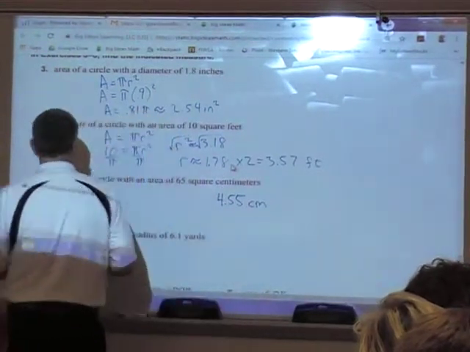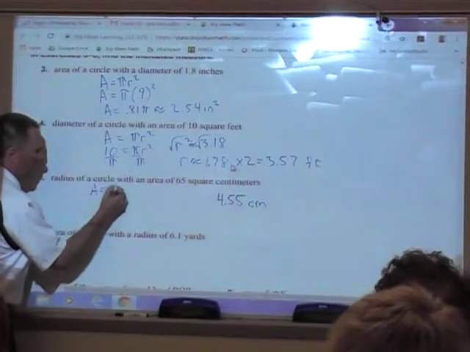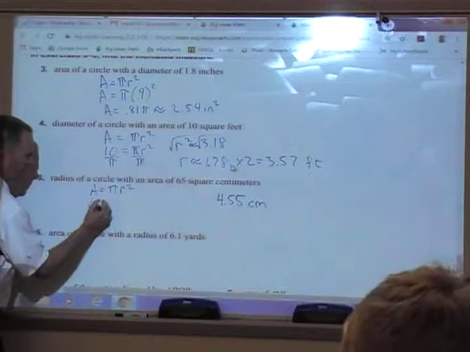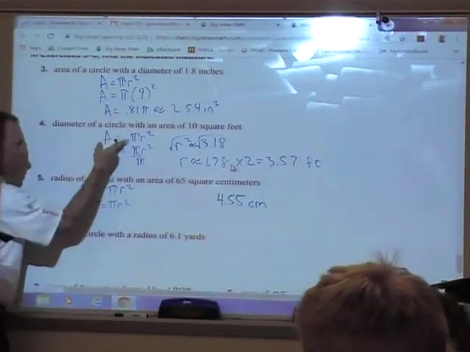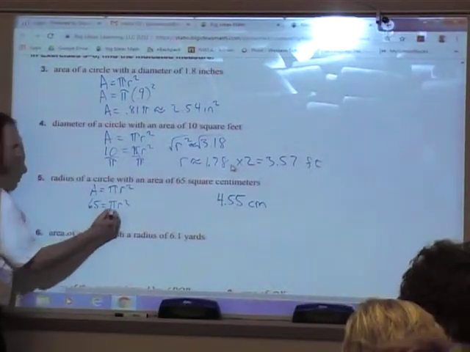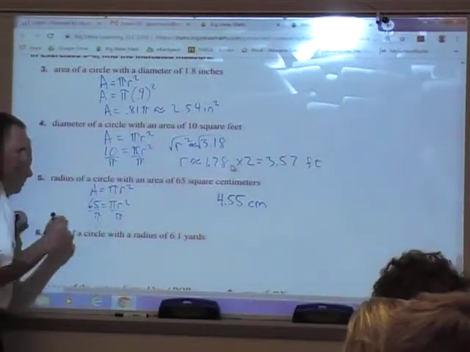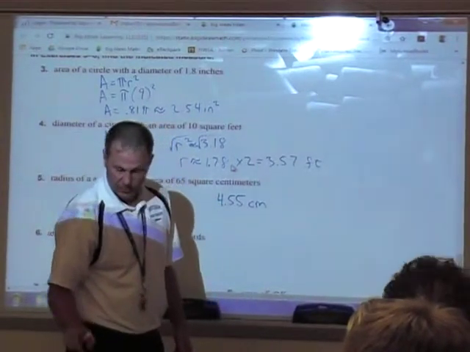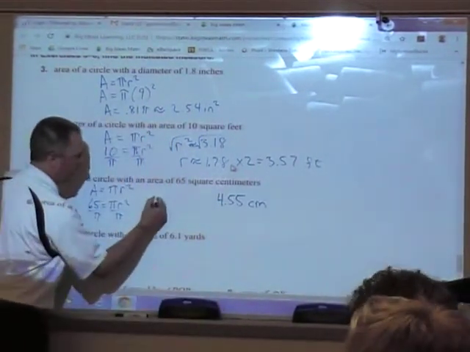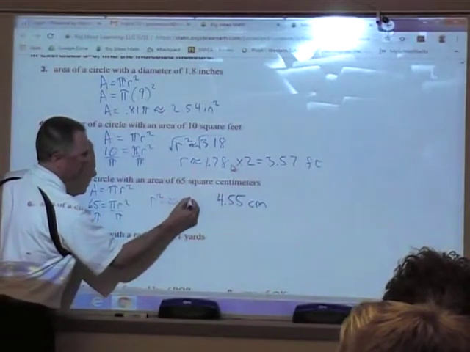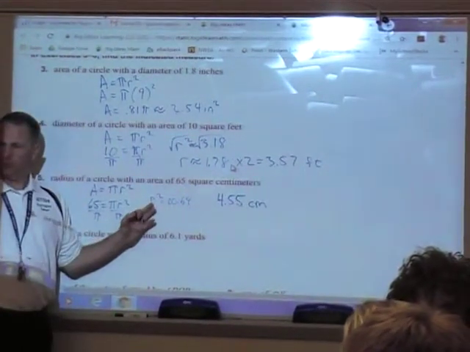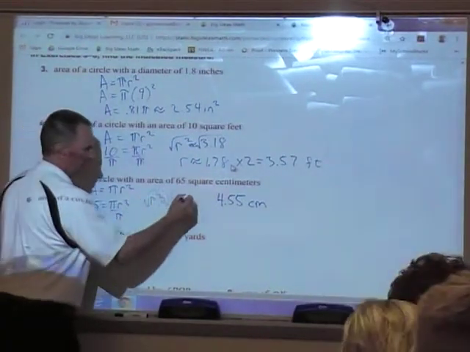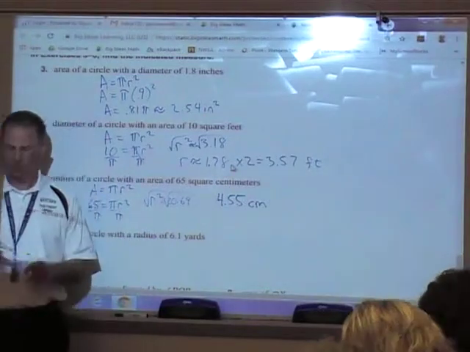Let's see. Alright, so area equals pi r squared. I don't know the radius, but the area is 65. So just like this one up here, we're given the area. We divide off pi. 65 divided by pi is 20.69? Okay, so the radius squared is 20.69. Now I get rid of the square. Take the square root of that, and you should get 4.55. Okay?